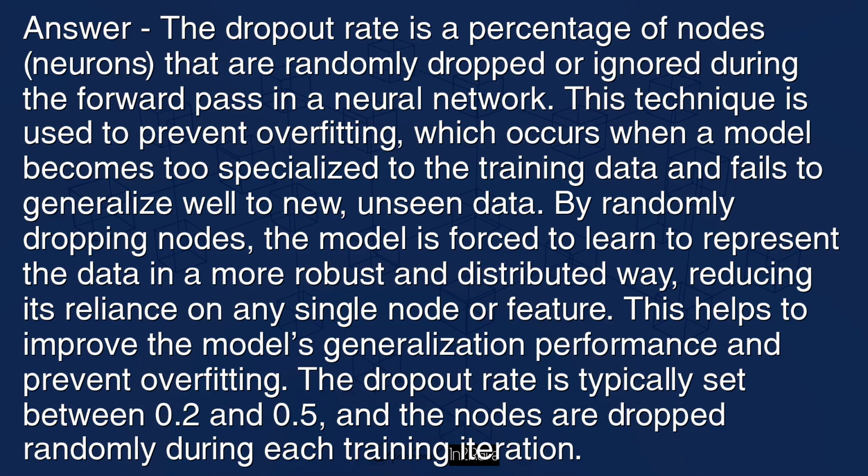By randomly dropping nodes, the model is forced to learn to represent the data in a more robust and distributed way, reducing its reliance on any single node or feature. This helps to improve the model's generalization performance and prevent overfitting. The dropout rate is typically set between 0.2 and 0.5, and the nodes are dropped randomly during each training iteration.